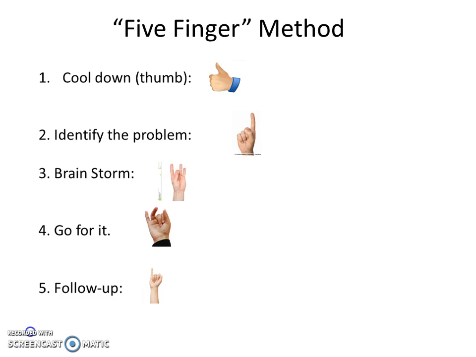So a thumb up would signify a cool down period. All right, we need to calm down before we move on to identifying the problem. And that's just with your pointer finger up. We need to identify a problem. And then the sign language sign for 3, we'll brainstorm some ideas together. And then 4, let's try some of the strategies that we brainstormed. And then 5, I'll follow up.